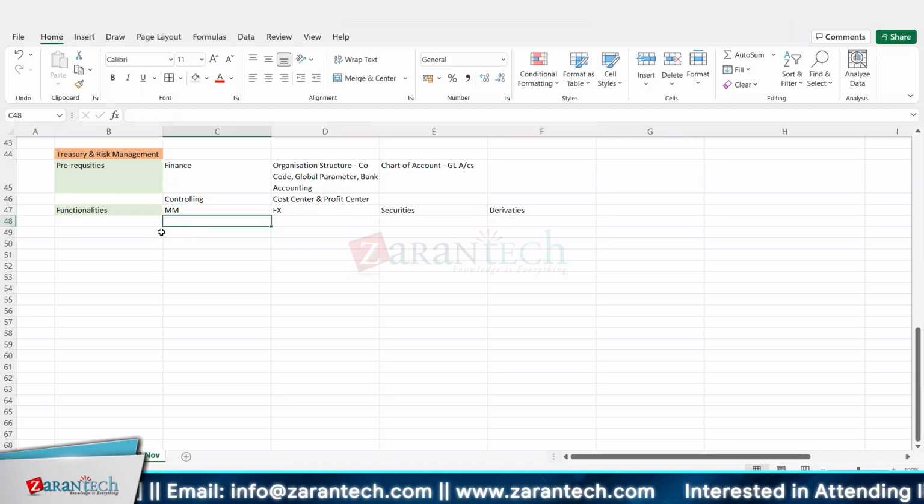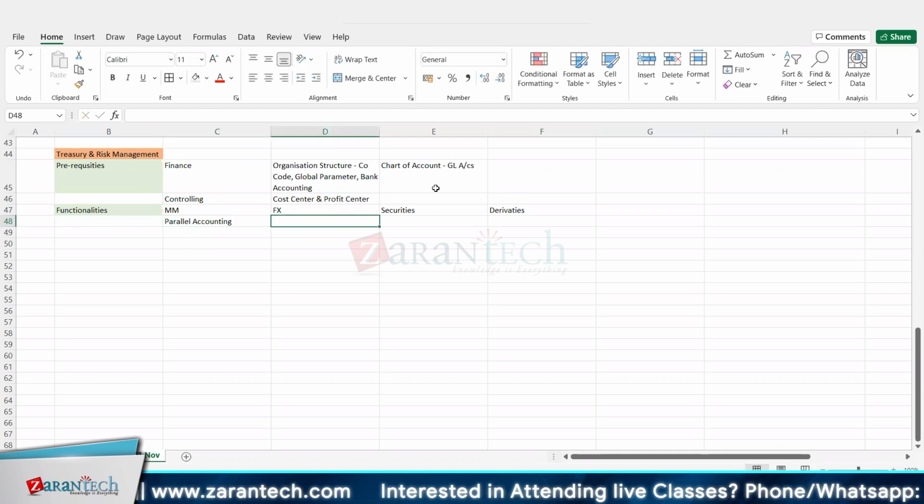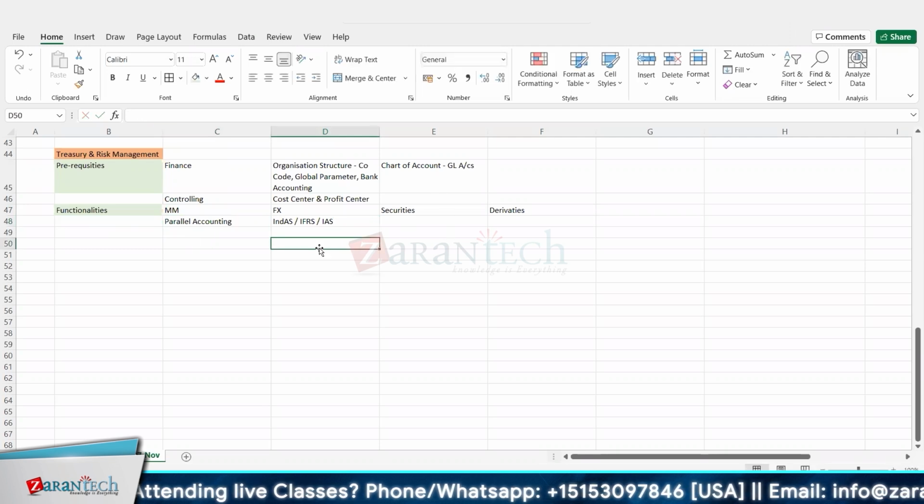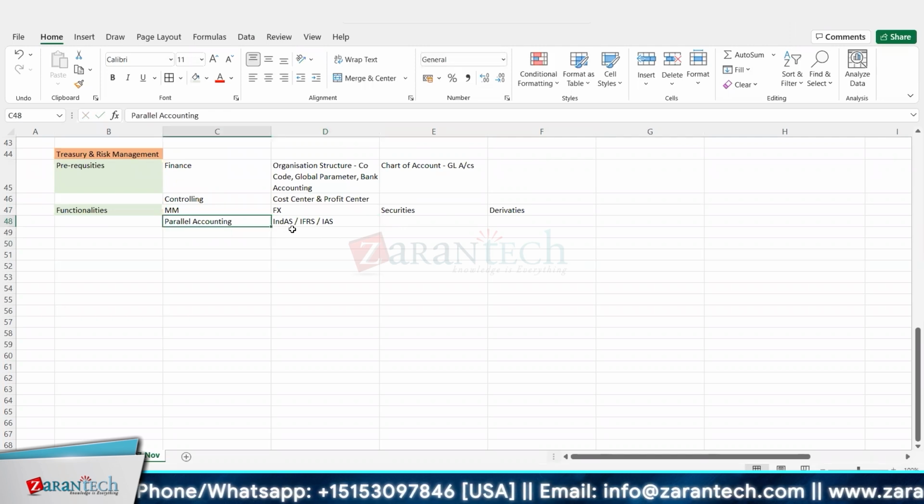On top of that you can manage parallel accounting. What is this? Suppose you have a reporting requirement of Ind AS, IFRS, international accounting standards. So the accounting as per all these accounting principles is possible in the treasury module. And at a time, if you have parallel accounting, it means you have multiple ledgers.